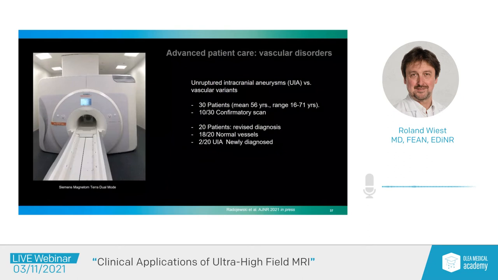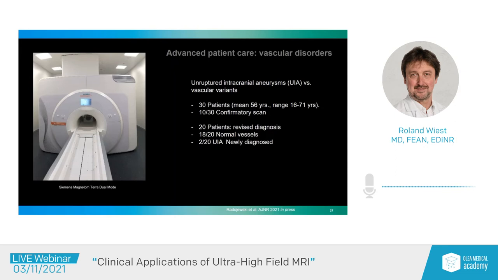And as I said, one of the goals is to bring patients back to be normal persons. This is, for example, the case if you are looking for incidental findings like unruptured intracranial aneurysms. We had a first study that has been published today in AJNR. We looked at 30 patients, where only 10 of these 30 patients that had been suspected with 3 Tesla to have an unruptured intracranial aneurysm had a confirmatory scan, whereas in 18 of the other 20, we could revise the diagnosis. And only 10% of these patients got newly diagnosed with having an unruptured aneurysm.